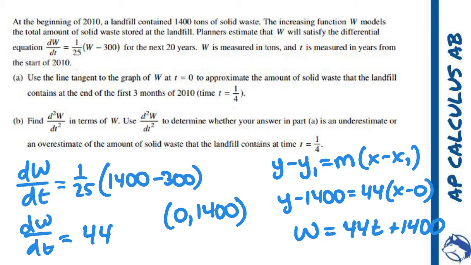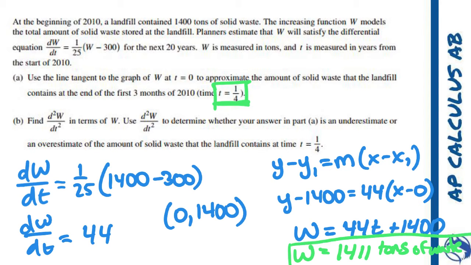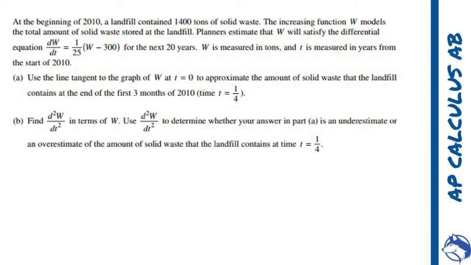So now I want to use it to approximate at my time t equals 1/4. So waste is going to be equal to, if I put in 1/4 for t, I'm going to get 11. So I'm going to get 1,411 tons of waste. So now that I found that at 1/4 the waste is going to be equal to, really I can write it as W of 1/4, that's going to be equal to 1,411 tons of waste.